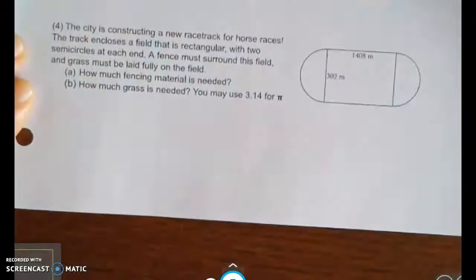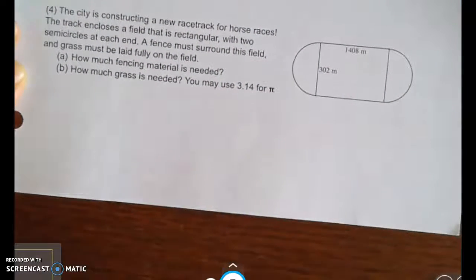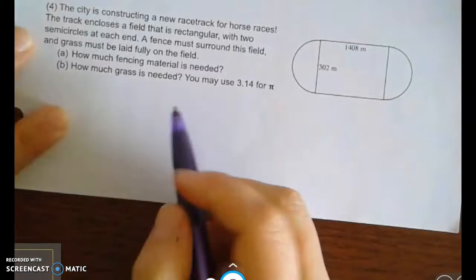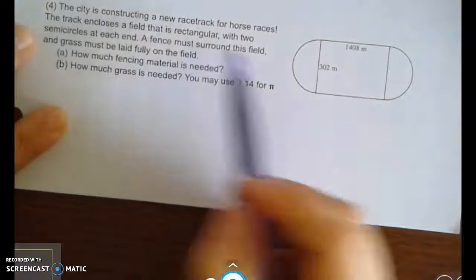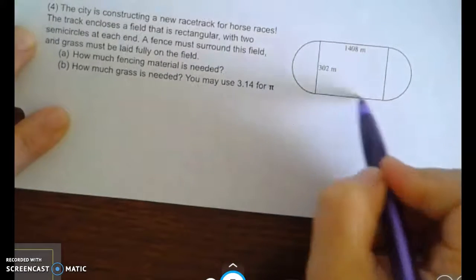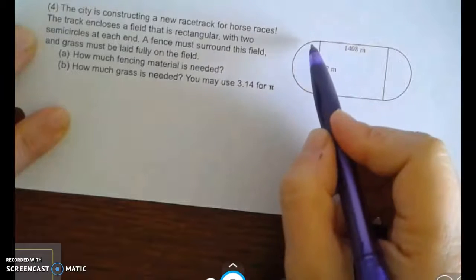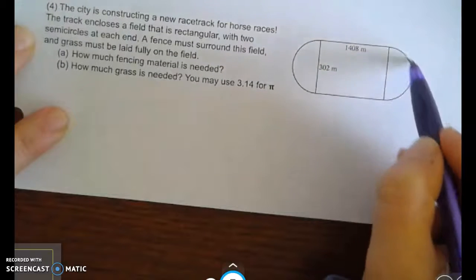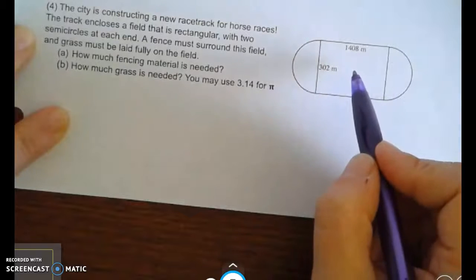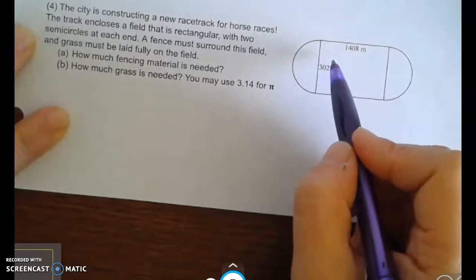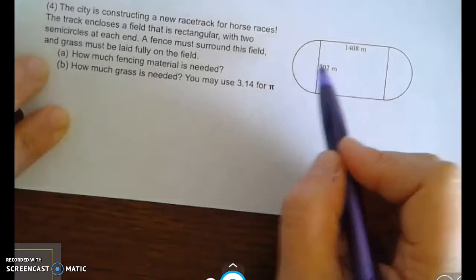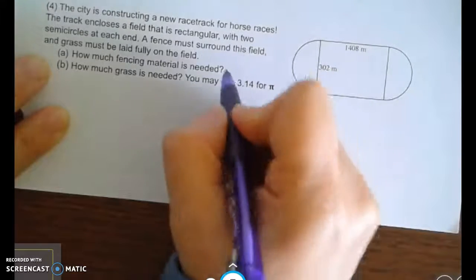Okay, last problem. The city is constructing a new racetrack for horse races. The track encloses a field that is rectangular, so this is a rectangle inside, with 2 semicircles, one on each side. To this side, there is a semicircle right here. A fence must surround this field, and grass must be laid fully on the field. Okay, how much fencing material is needed?